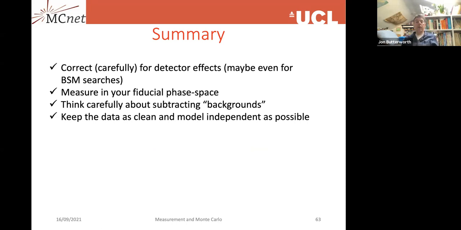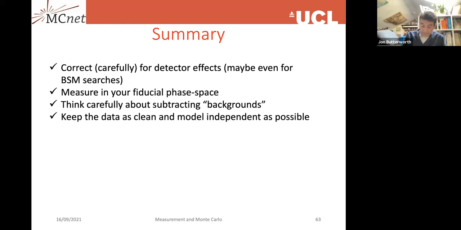But in summary then, correcting carefully for detector effects is important to make measurements reusable and give them a shelf life beyond the experiment. And I would argue that that's even true for searches as well now. Make a measurement in a fiducial phase space, even if you do more afterwards. Think carefully about what you're measuring in that fiducial phase space. What are the final state particles? What backgrounds are you subtracting?